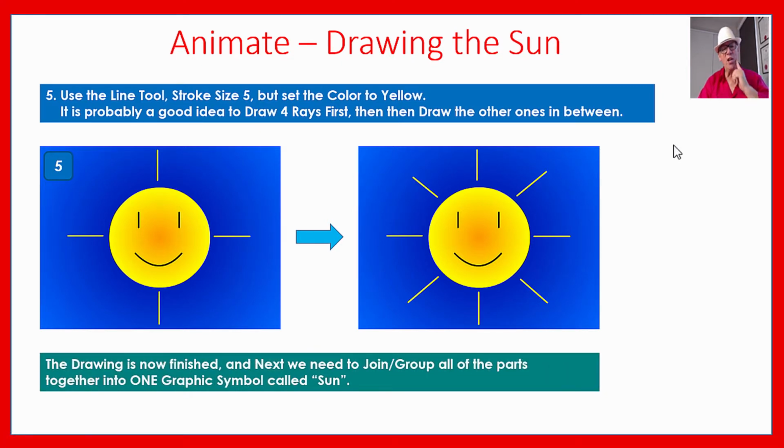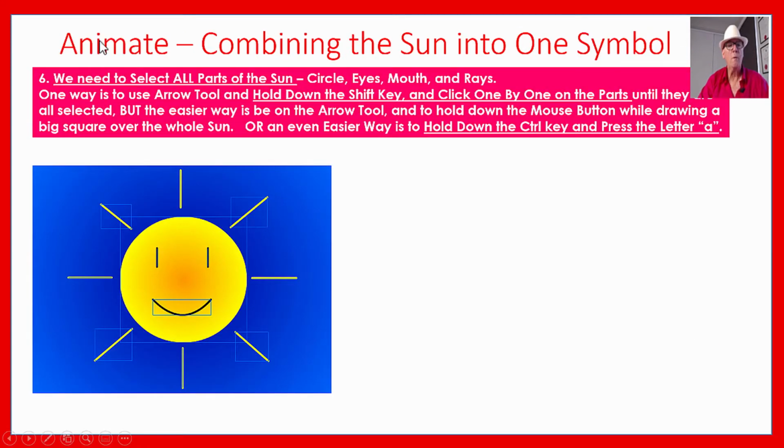So this drawing's finished. Now we need to group this all together into one item. At the moment it's made out of a circle here, some lines and some outside yellow lines. We need to get that all into one graphic symbol, and then we can animate it and make it spin around. All right, so the easiest way to select all the parts is you can hold down the Shift key and one by one click on all these bits so they're all highlighted.